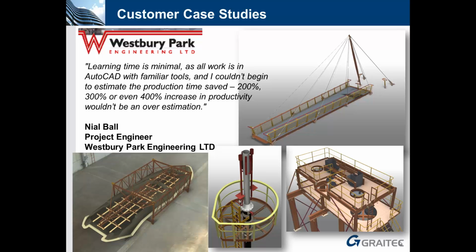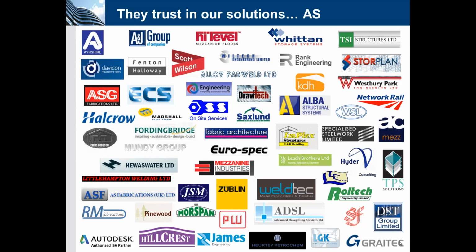A good example of this is the cage in the bottom left corner. They won this job because they could work out the job using the model of the boat hull supplied by the client. This meant they had a competitive price and completed the job in half the time of the competition. Here are a selection of our UK customers.